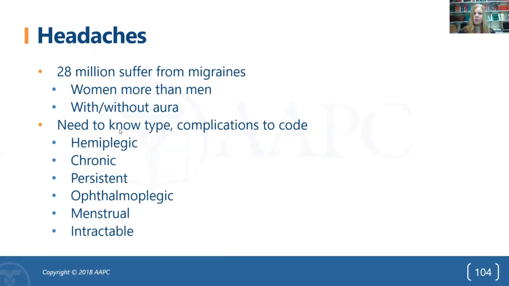Migraines with an aura are when one has a warning sign that a migraine is about to happen, and they could be signs like visual disturbances or blurred vision, flashes of light, zigzaggy lines, temporary vision loss, or visual hallucinations. Those are things that could be an aura for a migraine. Code selection is based on the type of migraine headaches as documented by the provider.